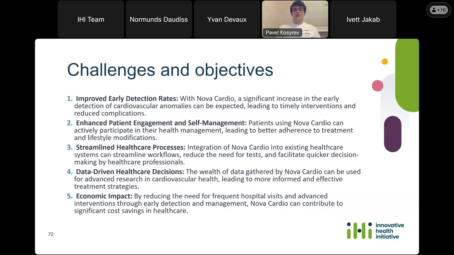Data-driven healthcare decisions, because of that vast archive, we identify about 103 parameters from the electric component of the cardiovascular health and the optical component. There is a lot of data which can be managed and analyzed and learned to predict more in terms of the health status of the cardiovascular system. And of course, the economic impact. This can allow doctors to better manage who comes for a checkup and at what moment. And this will probably have a drastic impact in terms of saving a lot of money on untimely checkups. Next slide, please.